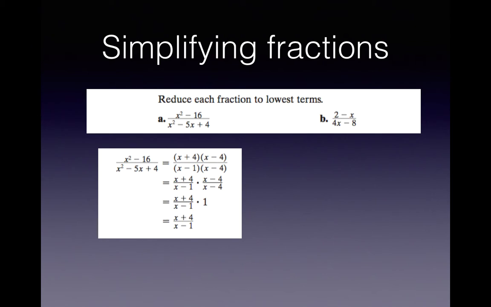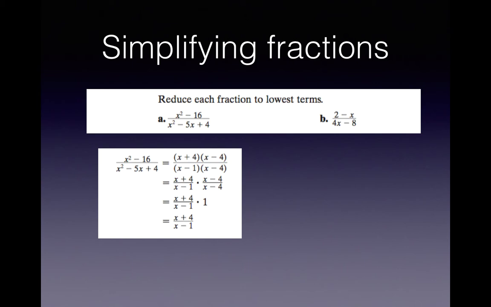And then the two terms on the right-hand side above and below that have x minus 4 in them, they're going to cancel. In which case we're left with x plus 4 over x minus 1. And by cancel I just mean we divide top and bottom by x minus 4. Or the x minus 4 on the bottom divides into the x minus 4 on the top, leaving us with 1 multiplied by the other thing.